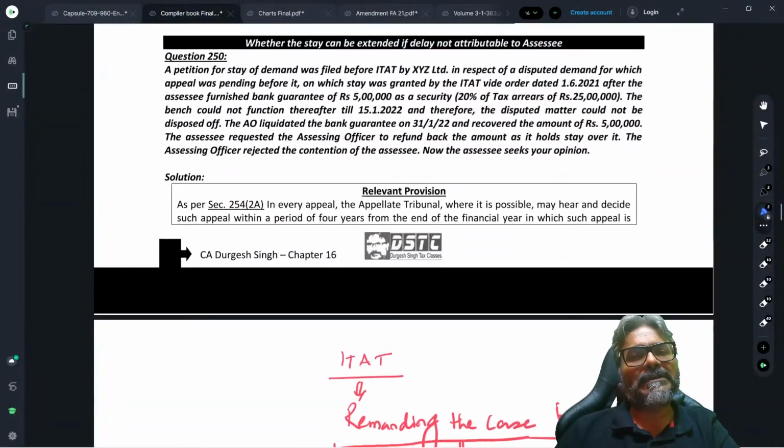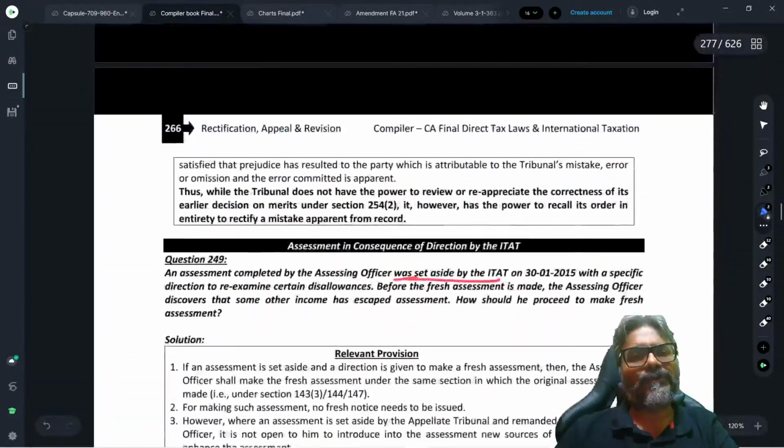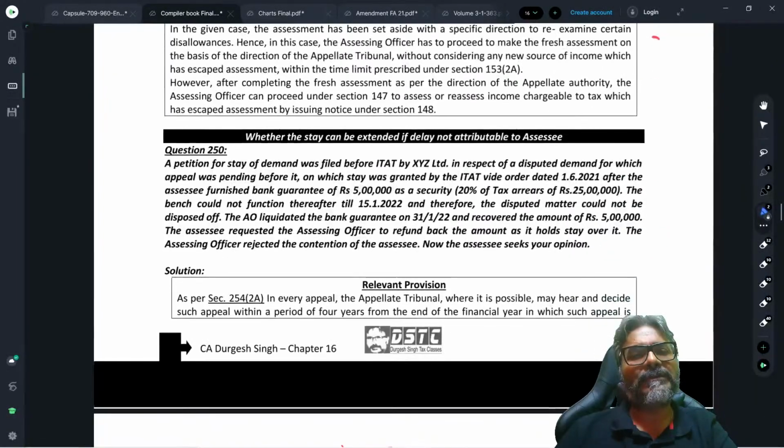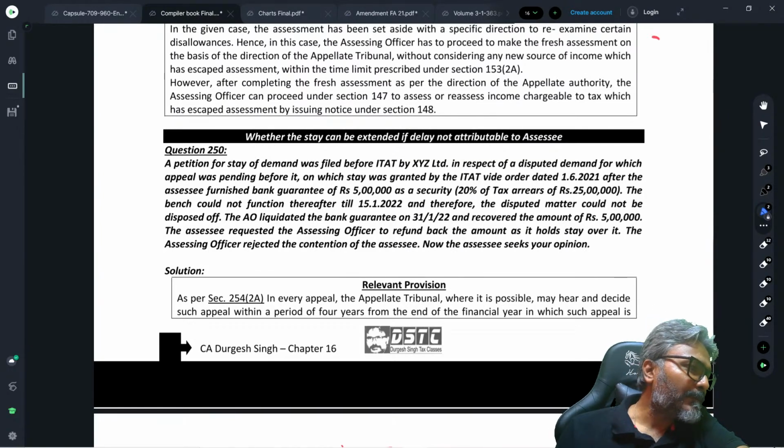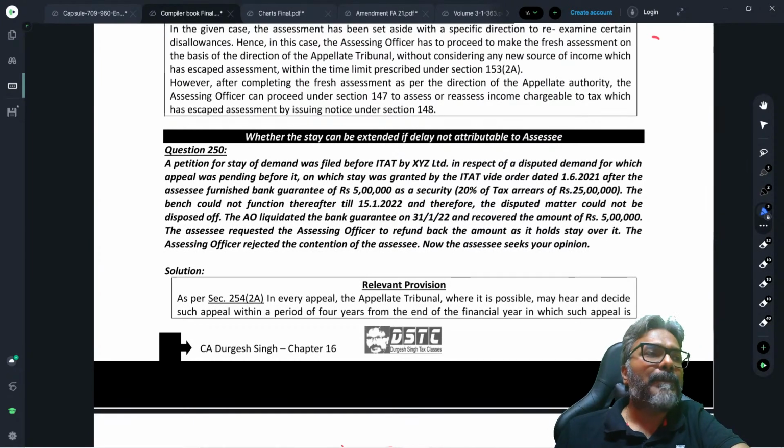So with this now, let's come to this particular part of question number 250, students. And what is this question 250? As you can see over here, question 250, students. A petition for stay. A petition for stay of demand was filed before the ITAT.